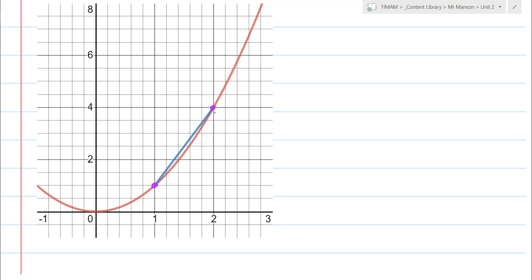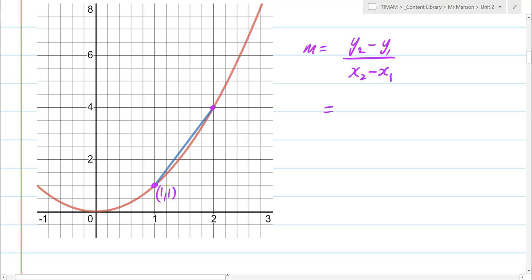We can do that gradient fairly easily. The gradient m is equal to y2 minus y1 over x2 minus x1, which is equal to, this coordinate here is (1, 1), because the function is y equals x squared, and 1 squared is 1. This coordinate is (2, 4), because 2 squared is 4. So we get 4 minus 1 over 2 minus 1, which is equal to 3 over 1, which is just equal to 3. So the gradient of that blue line is 3.